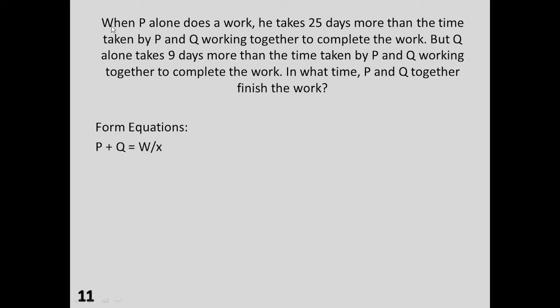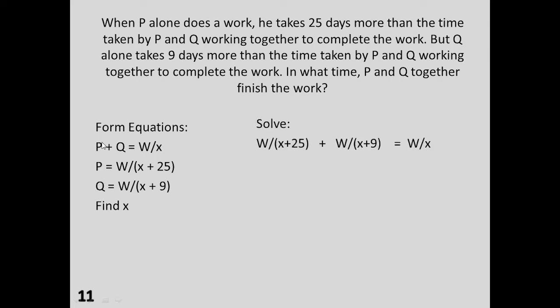Now going back to the question, it says when P alone does the work, it takes 25 days more than P and Q. So if P and Q take X number of days, P takes 25 days more than X. That means X plus 25. Similarly, Q takes 9 days more than P and Q. We need to find X. Solving is simple. We just substitute the values of P and Q in the first equation. Since W is common in both LHS and RHS, we cancel that. Now this will become a problem of adding fractions.